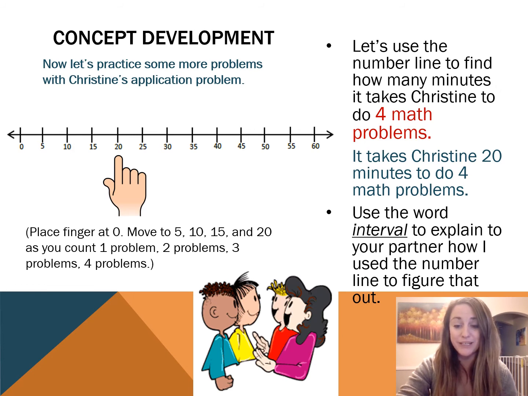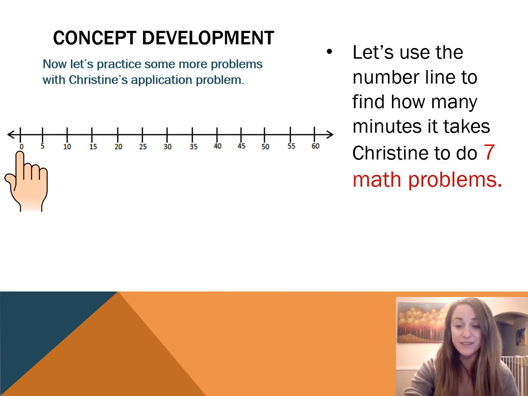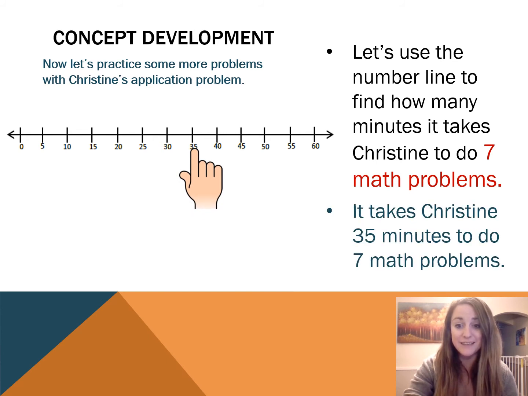How can we use the word interval to explain to someone in our household how you use the number line to figure that out? Let's use the number line to find out how many minutes it takes Christine to do 7 math problems. 1, 2, 3, 4, 5, 6, 7. It takes Christine 35 minutes to do 7 math problems.